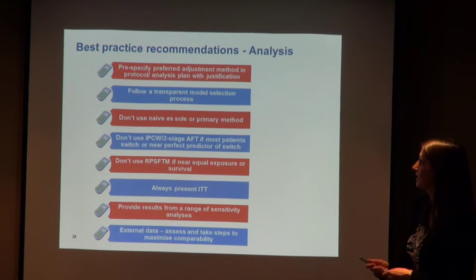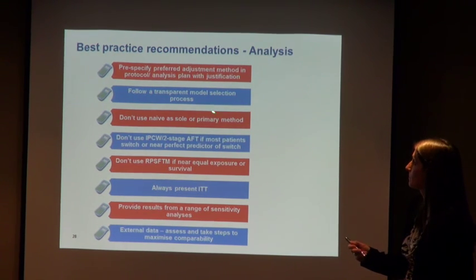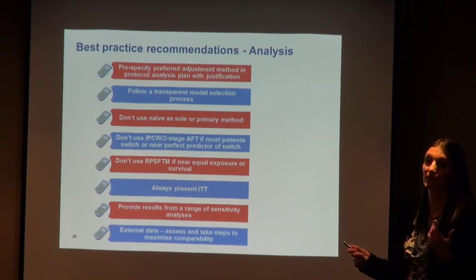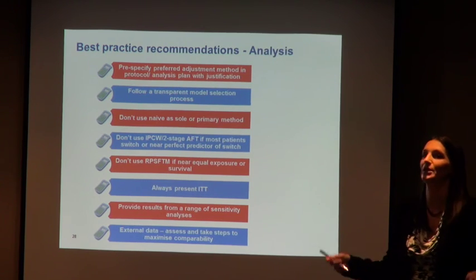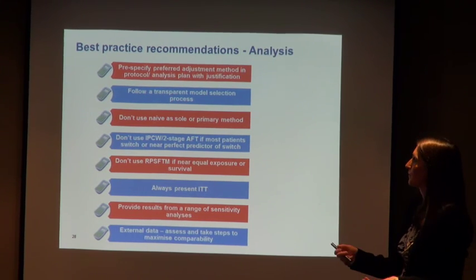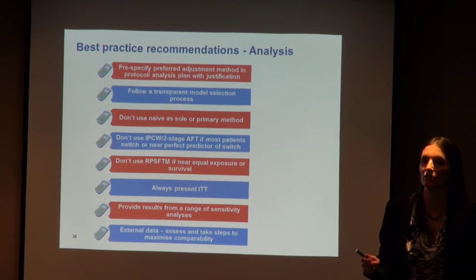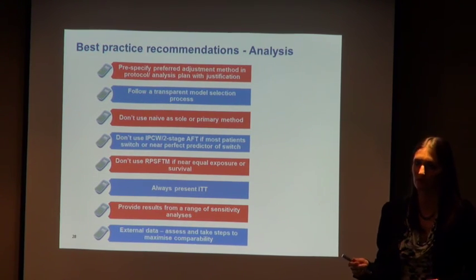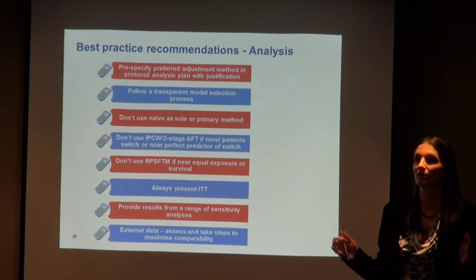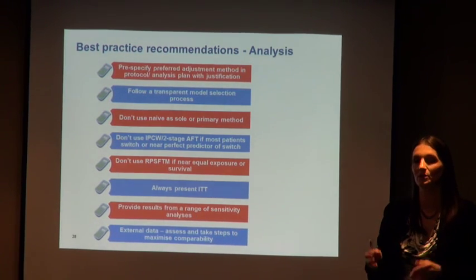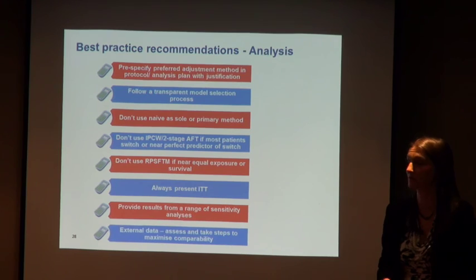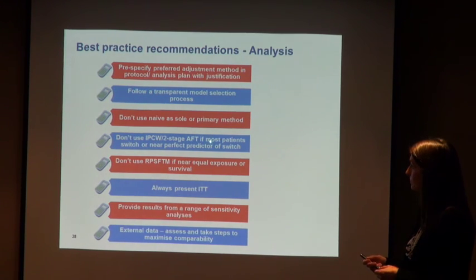And then when you're doing the analysis, I mentioned about pre-specification as far as possible. Follow a transparent model selection process. Don't just pick the one that gives you the best result. No one here would do that. But often the people that end up using this analysis are not statisticians, and they're very tempted to cherry-pick the ones that give them the best results. So any guidance that we can give them to steer them towards the more robust results is useful.